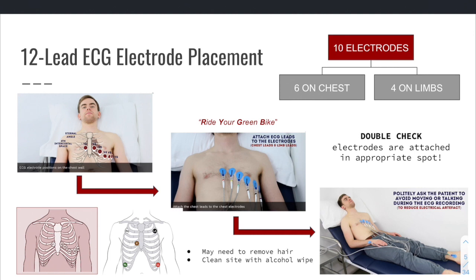Now, you have 10 electrodes on your ECG, 6 chest electrodes and their corresponding leads, and 4 limb electrodes and their corresponding leads. So when it comes to placement of these 10 electrodes, there are 2 really important things to keep in mind.